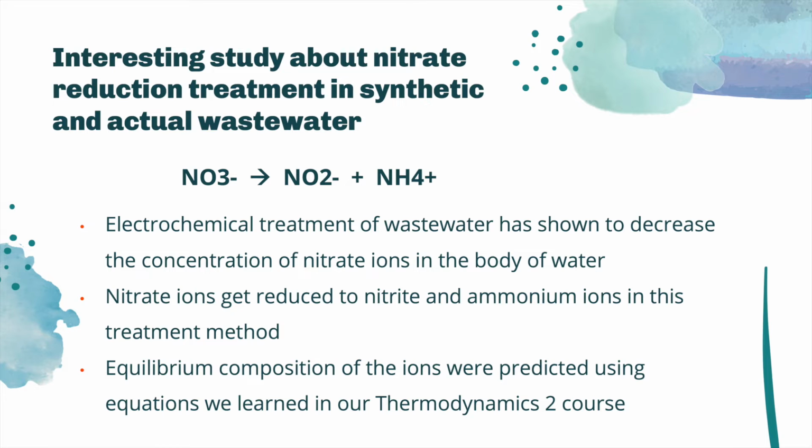Nitrate ions get reduced to nitrite and ammonium ions in the process, as you can see in the chemical reaction above. Equilibrium compositions of the ions were predicted using both equations that we learned in our Thermodynamics 2 course, as well as some that are beyond the scope of our class. Today I'll be talking about the ones we did cover.